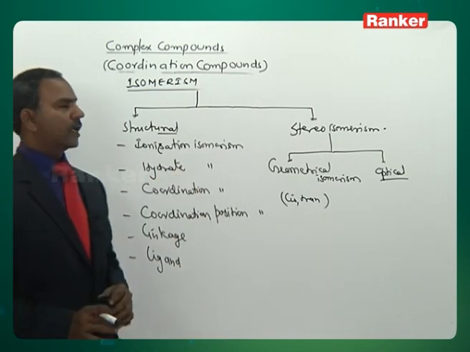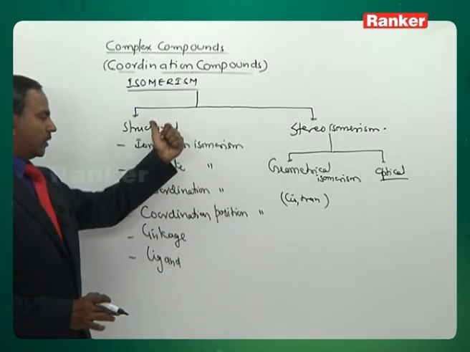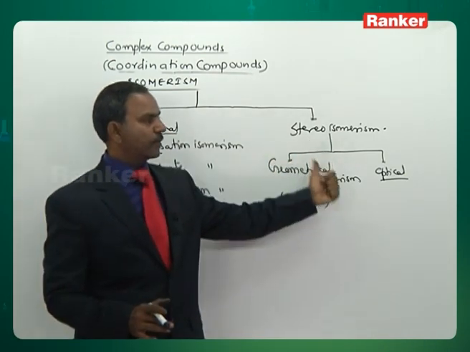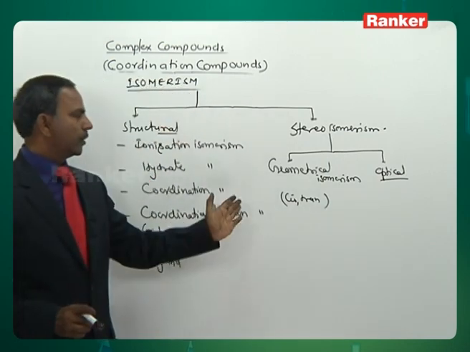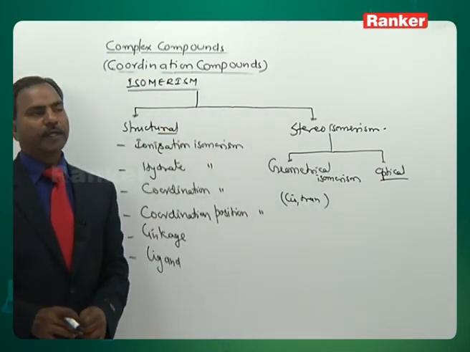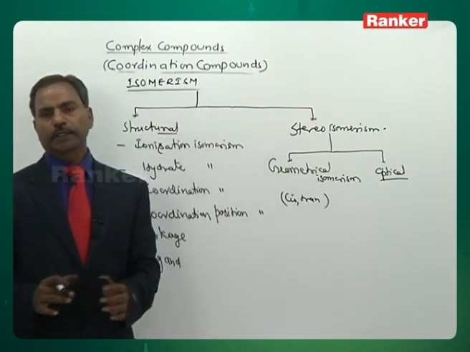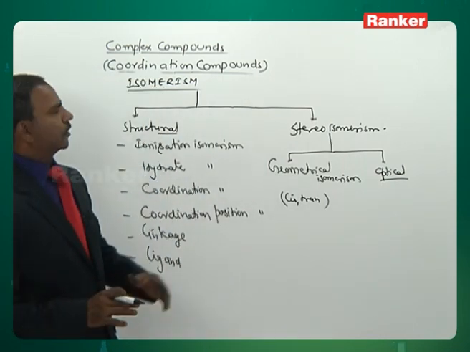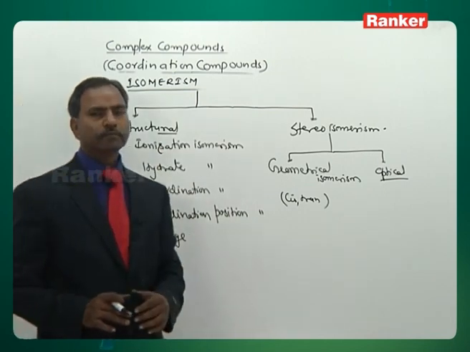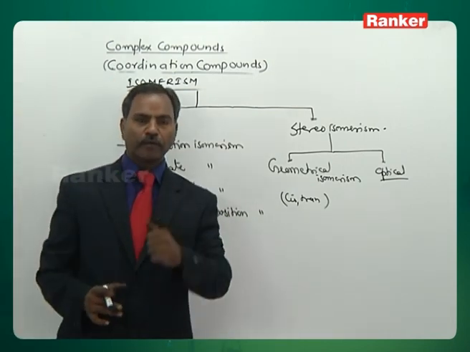So isomerism is mainly classified into two types. Under structural isomerism, this many types. Under stereoisomerism, again classified into geometrical isomerism and optical isomerism. This geometrical isomerism we also call what? Cis-trans isomerism. Under structural isomerism, the different types one by one we will discuss.